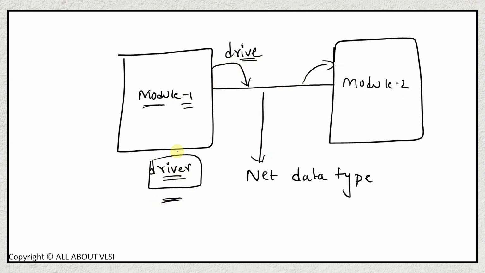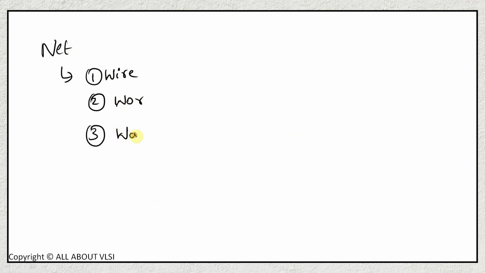Now, these net data types are classified into different data types. The first one is the wire data type, followed by the wor data type, and the wand data type. Let us try to understand one by one in more detail what is wire, what is wor, what is wand.